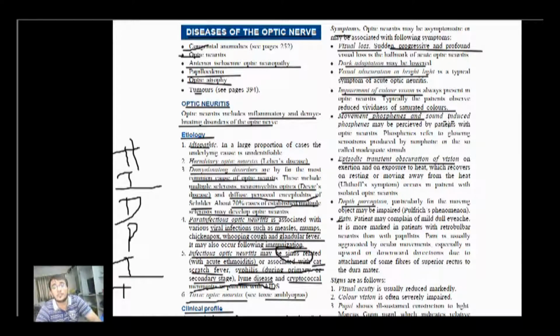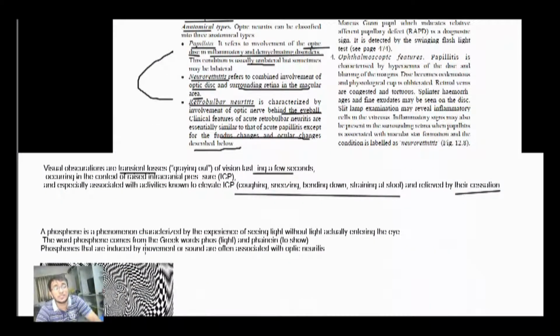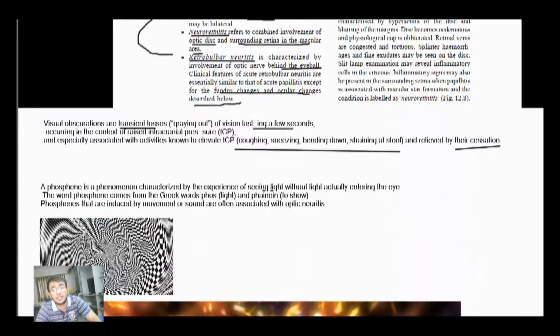Next, movement phosphenes and sound induced phosphenes. So what are phosphenes basically? Phosphene is a phenomenon characterized by the experience of seeing light without light actually entering the eye. The light does not enter the eye, but we still see light. The word phosphene comes from phos, that is light, and phene, that is to show. So phosphene means to show light. Phosphenes are induced by movement or sound and are often associated with optic neuritis.